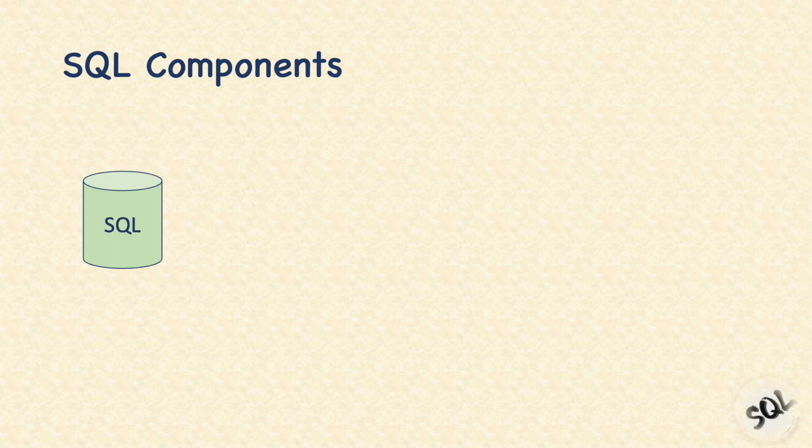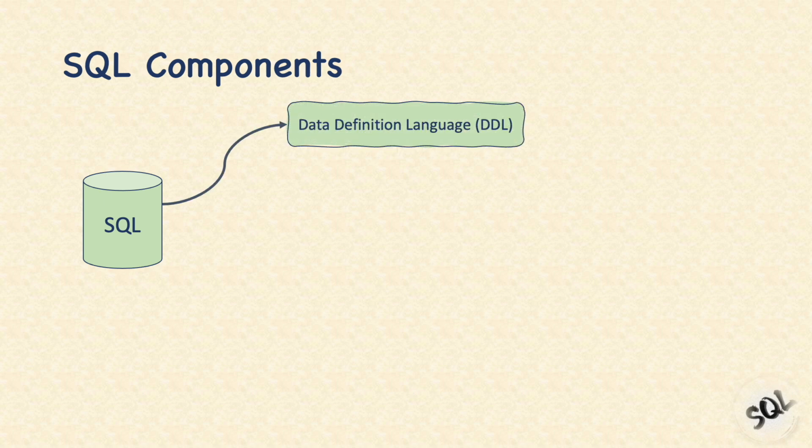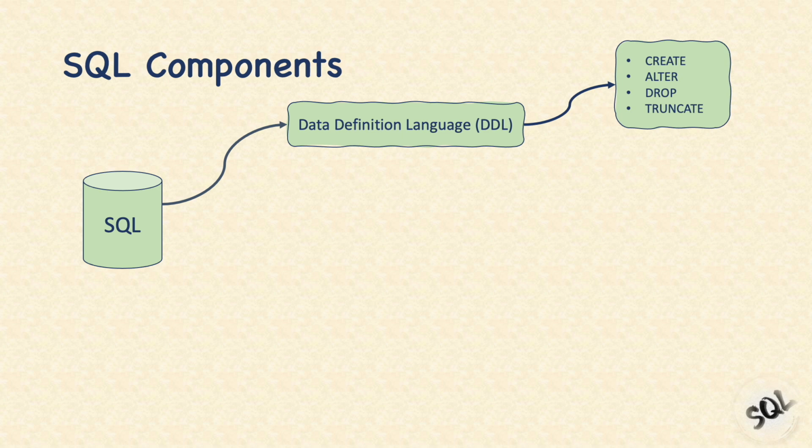SQL is divided into several components, each designed for specific tasks. Let's dive into each one. The first component of SQL is Data Definition Language, or DDL. DDL defines and manages the structure of a database. The common commands that are associated with DDL are create, alter, drop, and truncate.